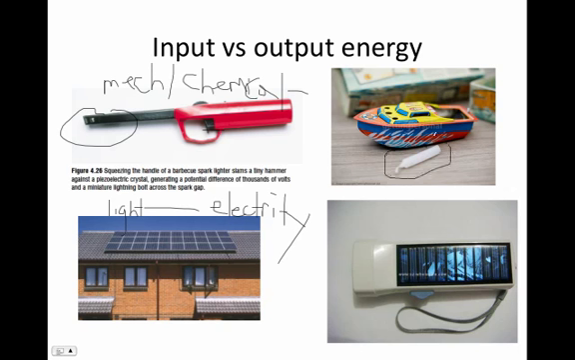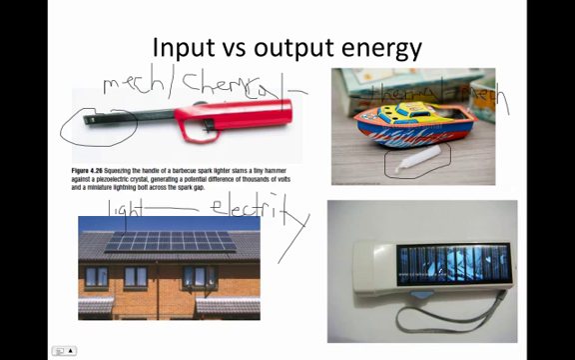This is a boat operated by a candle. So the input would be thermal because the heat from the candle boils some water in here. So thermal is the input. The output will be mechanical. So input is thermal for this boat, and the output is mechanical because it's moving.